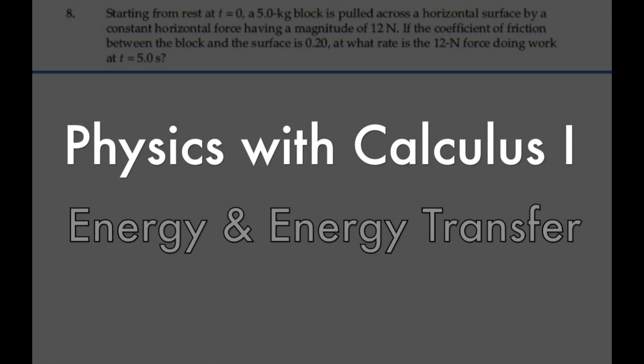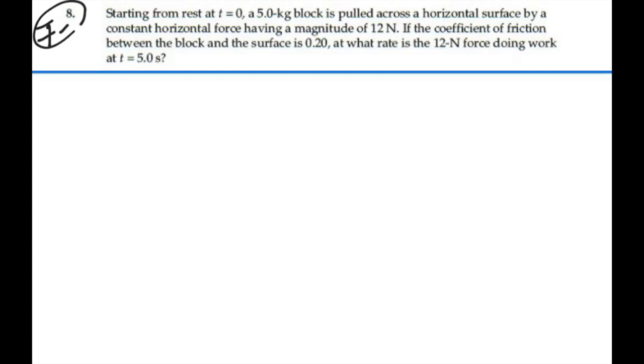Problem 7-8. Starting from rest at t equals 0, a 5 kilogram block is pulled along a horizontal surface by a constant horizontal force having a magnitude of 12 newtons. If the coefficient of friction between the block and the surface is 0.2, at what rate is the 12 newton force doing work at t equals 5 seconds?